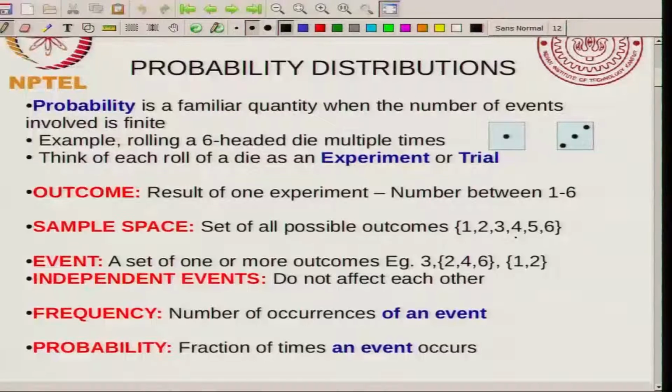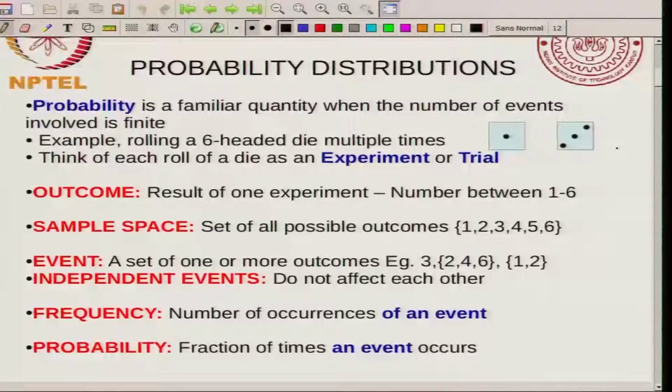Okay. An event is a set of one or more outcomes. So, suppose you get a 3 on the dice, that is an event. You can have an event like you get a 2, 4 or a 6, you can define an event like that. So, an event can be either a single outcome like 3 or it can be multiple outcomes like 2, 4, 6. So, any of those contributes to the event, or you can have an event with just 2 possible outcomes, like only 1 or 2. So, an event is a set of one or more outcomes, okay.